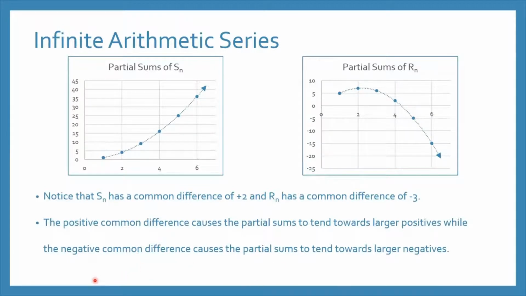So let's generalize the statement we just said. Before I actually say that, real quick, we'll just address this. S of n has a positive common difference of plus 2, whereas R sub n's common difference is negative 3. So there are a couple things to note as we look at the general patterns of this. To generalize this, the positive common difference causes the partial sums to tend towards larger positive values, while the negative common difference causes the partial sums to tend towards larger negative numbers.